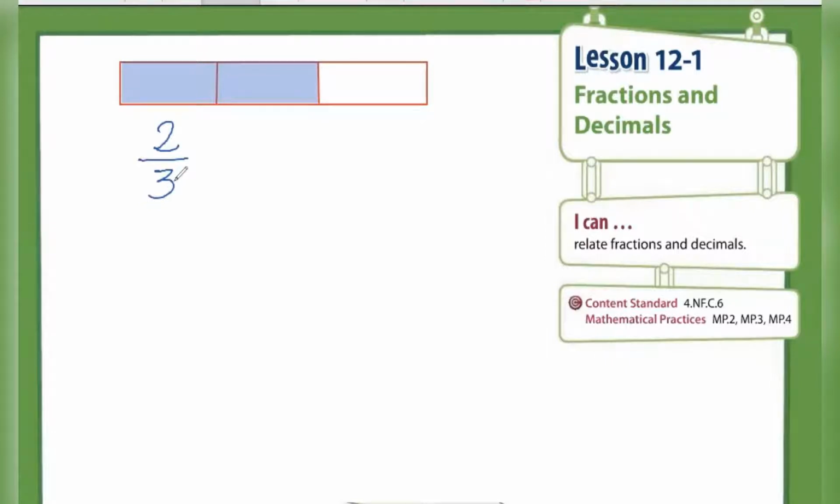But what about the decimal? A decimal is another way to represent a fraction, and in this video, we will use decimal notation for fractions with denominators 10 and 100.